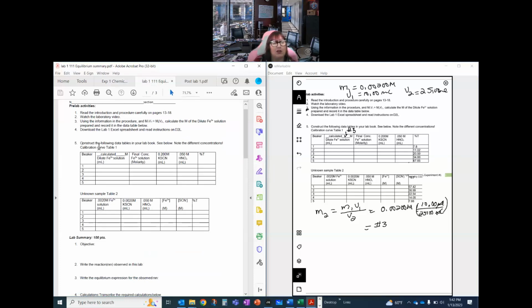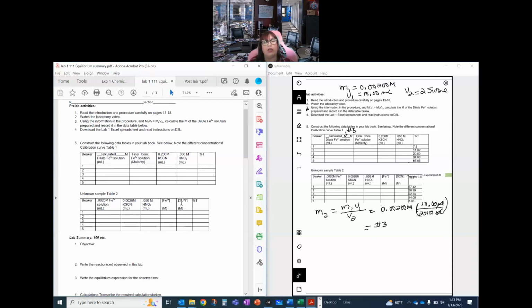Now, it says to construct the following data tables in your lab notebook. See below. Then we're supposed to put in the final concentration of the Fe solution, and the volume of that solution that we added, because we calculated the molarity of that. I didn't give you the answer, but we calculated it. We then have to know how much KSCN we added and how much HNO3 we added, and then that percent transmittance, which was actually given to us right here. We have that data. In the second table, we need to know the volume of the iron, the volume of the KSCN, the volume of the HNO3, the percent transmittance, and then we need to calculate the concentration of the iron and the SCN in each of the solutions that we made.